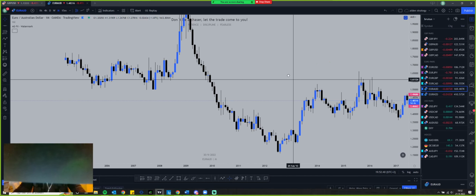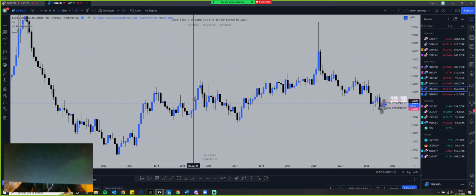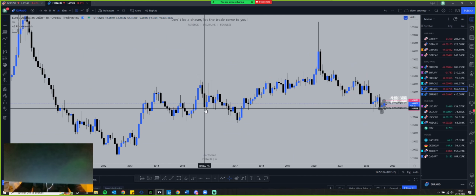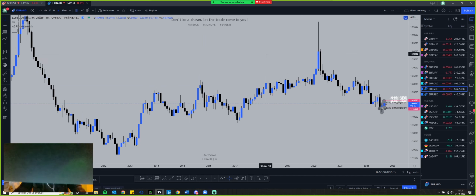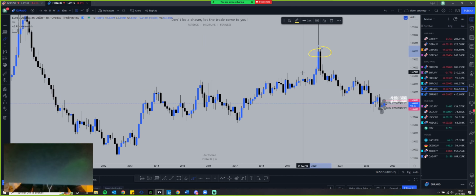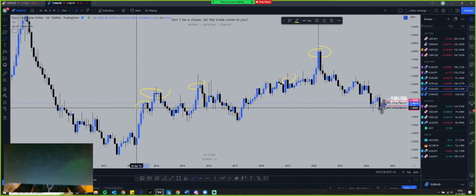So that's what I do on the monthly and the weekly. I look for these swings: the swing up and sharp push down, or vice versa, going down and sharp push up again. So let's say we have here is one, here is one, here is one, here is one, here is one.